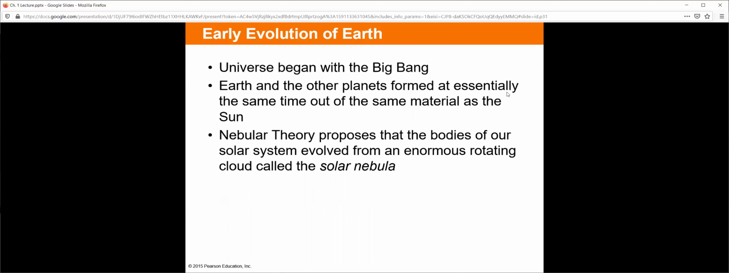You know, there may be millions and millions of years between them, but millions of years isn't a big thing in terms of billions, right? Nebula Theory proposes that the bodies of our solar system evolved from an enormous rotating cloud called a solar nebula. This is something that's actively going on nowadays. Other solar systems, other planets are being formed by the same process that we think formed us, which is why, as I said before, the present is the key to the past, which is why we believe our solar system was formed via nebula, because we can watch it happen in other parts of the universe.